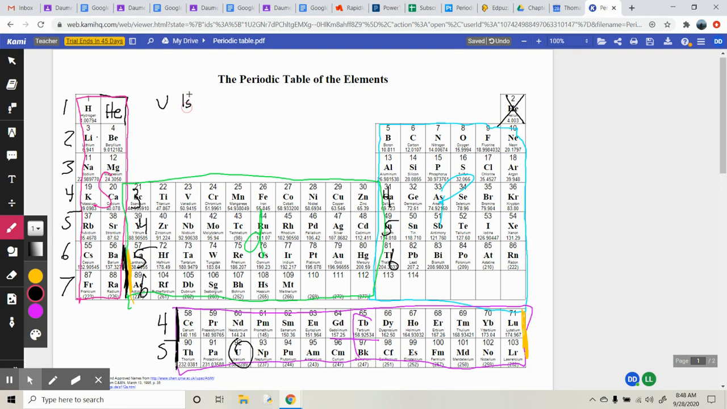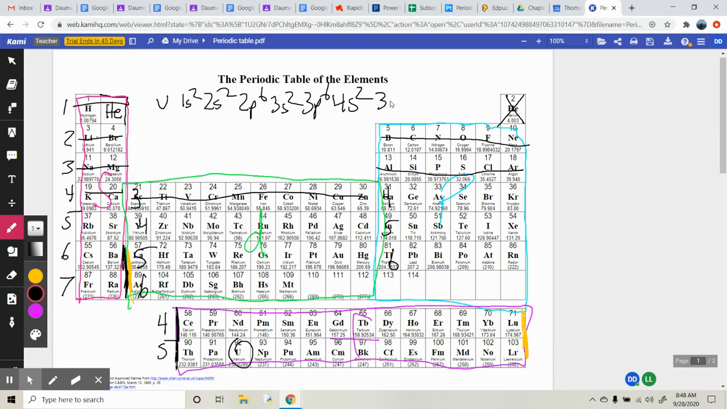So it is 1s2, 2s2, 2p6, 3s2, 3p6, 4s2. We're in the Ds now, so it's the third energy level, 3d10. Back out into the fourth energy level of 4p6. Back down to 5s2. Again to the Ds, so it's 4d10. Back out to 5p6.